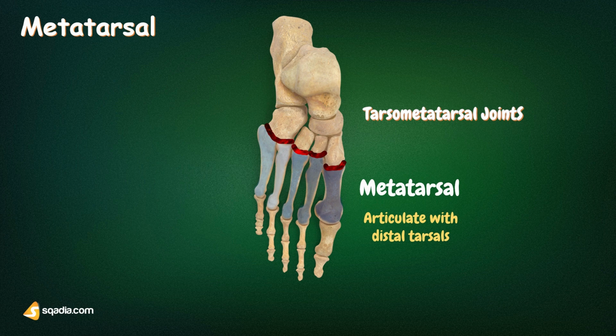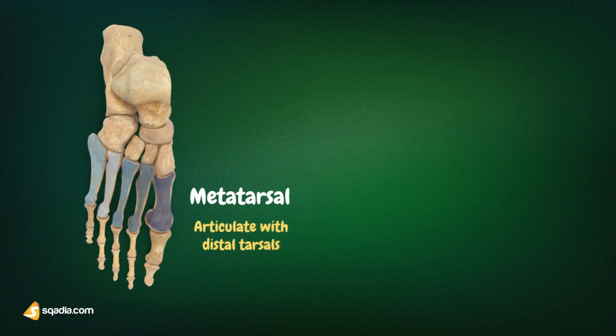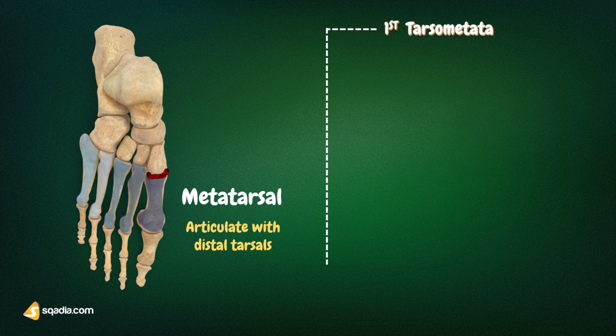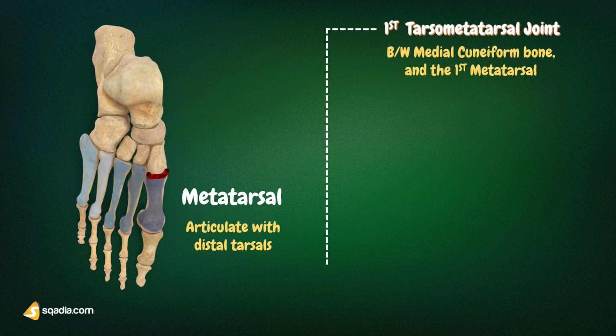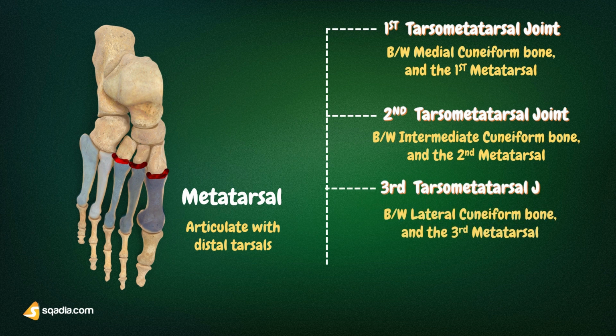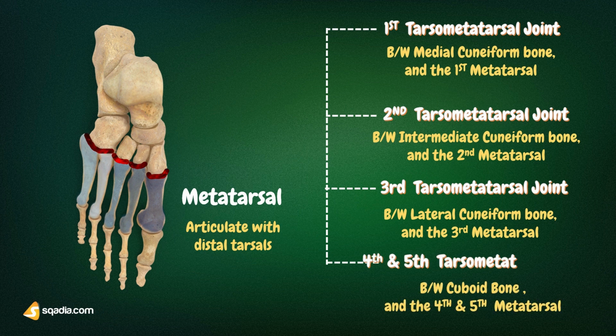The first tarsometatarsal joint is in between the medial cuneiform bone and the first metatarsal bone. The second tarsometatarsal joint is between the intermediate cuneiform bone and the second metatarsal bone. The third joint is between the lateral cuneiform bone and the third metatarsal. The fourth and fifth tarsometatarsal joints are in between the cuboid bone and the fourth and fifth metatarsal bones.